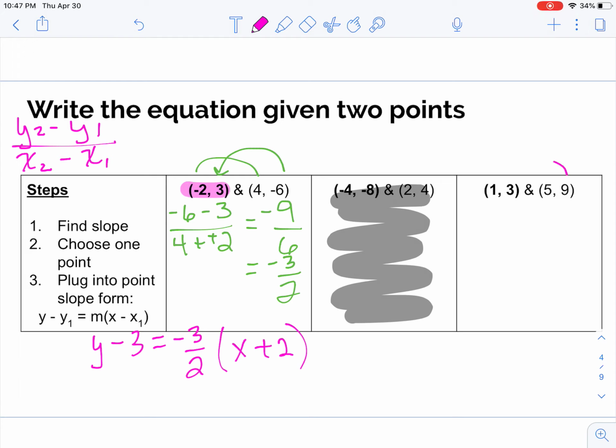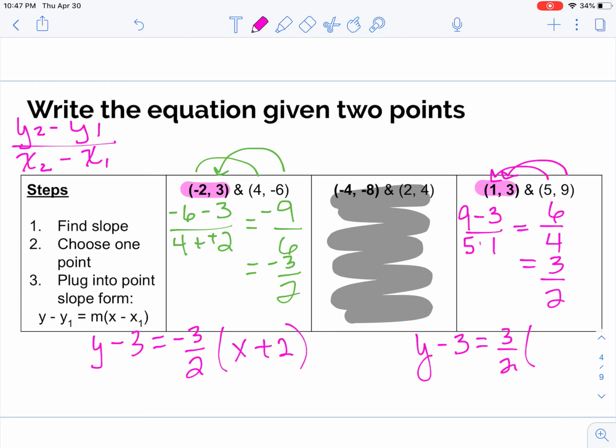Okay, so let's do another one. I'm going to find the slope first, so 9 minus 3 over 5 minus 1, which is 6 over 4, which is 3/2. Okay, again, does it matter which coordinate I use here? Not at all. Use the one you want. Once you solve it all down, it's going to end up being the same thing anyway. So I've got y minus y1, which is 3, is equal to the slope, which is 3/2, times x minus 1. And I'm good.